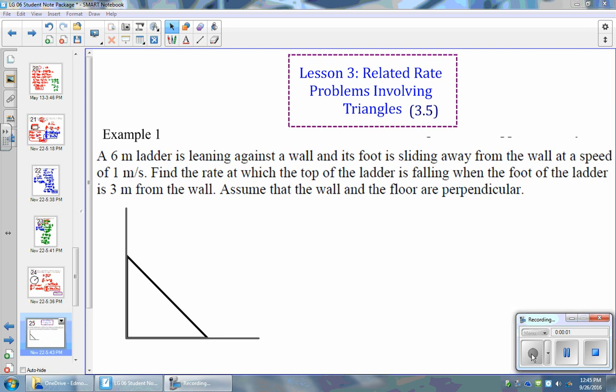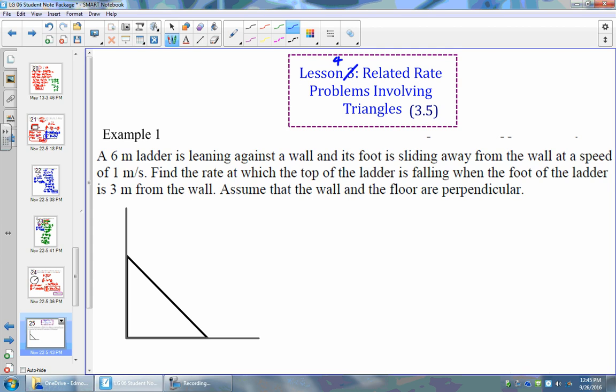All right, so we're going to carry on with Learning Guide 6. It says Lesson 3, but it is Lesson 4, which is related rate problems involving triangles. If you remember in Lesson 3, we had a question that involved a triangle, and we used similar triangles and that kind of idea.